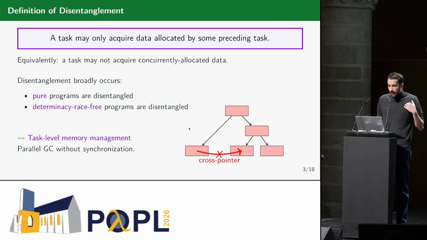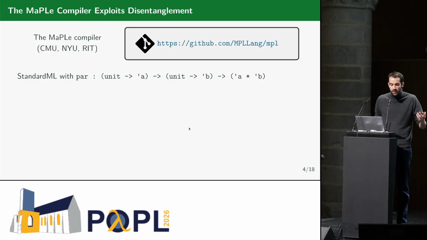And disentanglement is a property that is exploited by the Maple compiler that is developed at CMU, NYU, and RIT. It's a compiler for parallel ML, so standard ML with a par primitive. It takes two closures as arguments, from unit to alpha and unit to beta, and returns the immutable pair of the results of the closures after executing them in parallel.